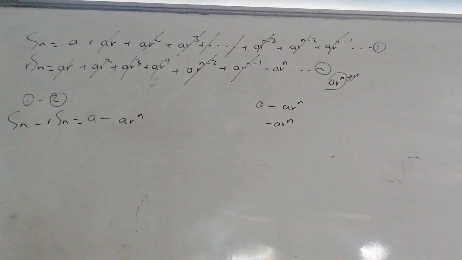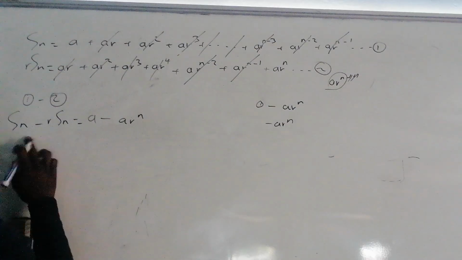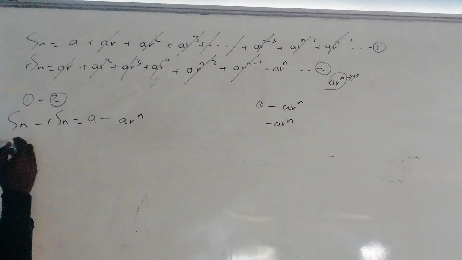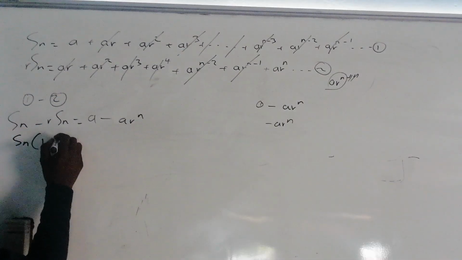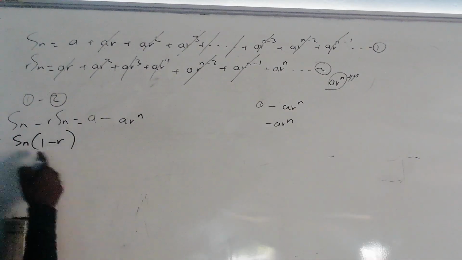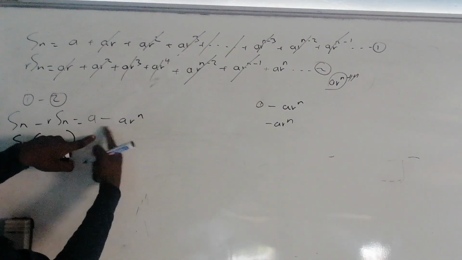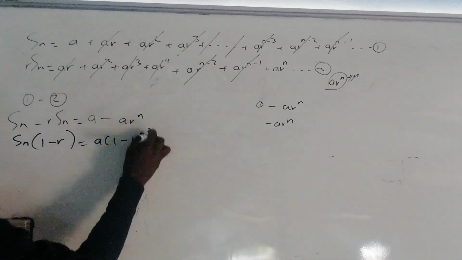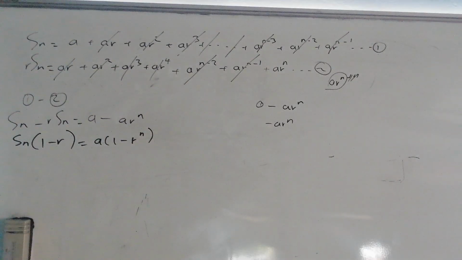And now what do we have? We have Sn minus r Sn. We have a common factor here, which is Sn. That's our common factor. Therefore, we are left with Sn times 1 minus r, this is what we are having. Equal to, we do have a common factor which is a: a times 1 minus r to the power n. I'm not sure if you guys see what I'm trying to do here.